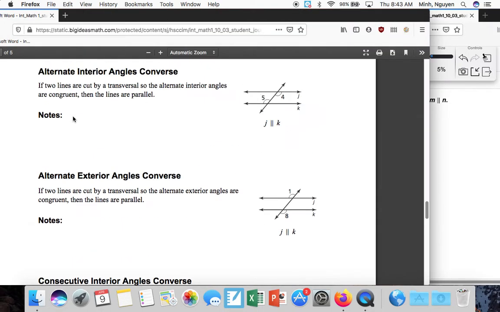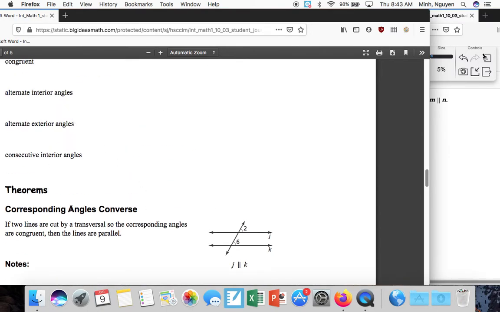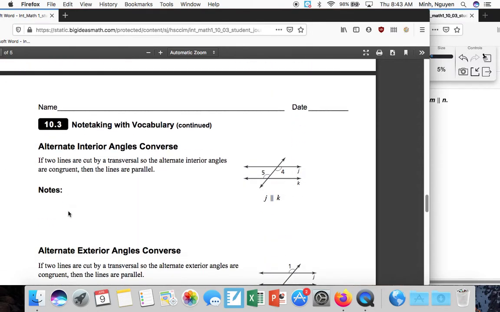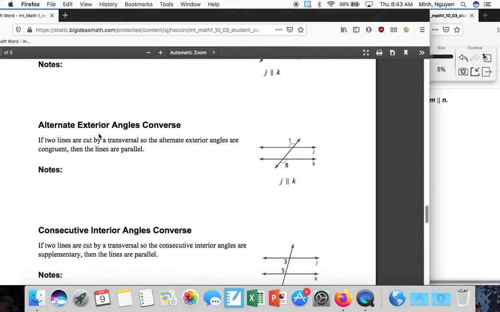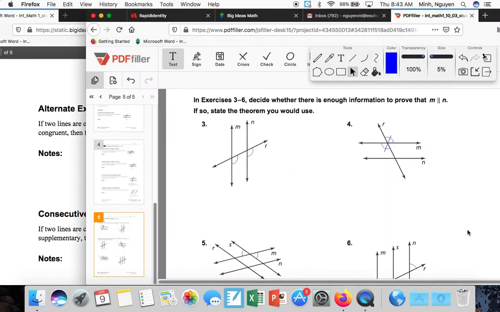But let's go back. Is there a vertical angles, corresponding, alternate interior, alternate exterior, consecutive interior relationship? No, there's no vertical angles converse to relate parallel lines because these are just across from each other. But we've got to think about the relationship between this line and this line. So, in short, the answer is no. There's not enough information. That's it. No. Okay, next.